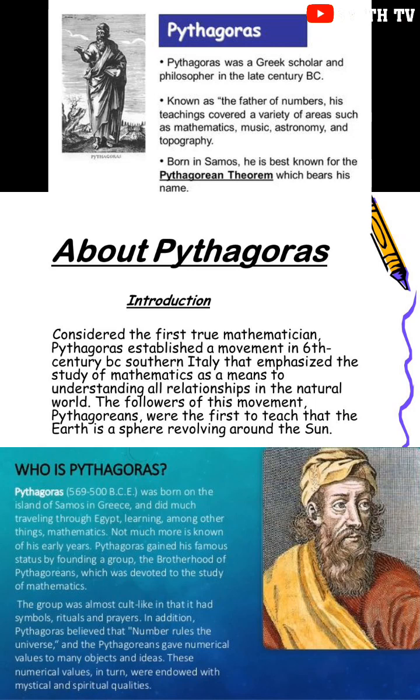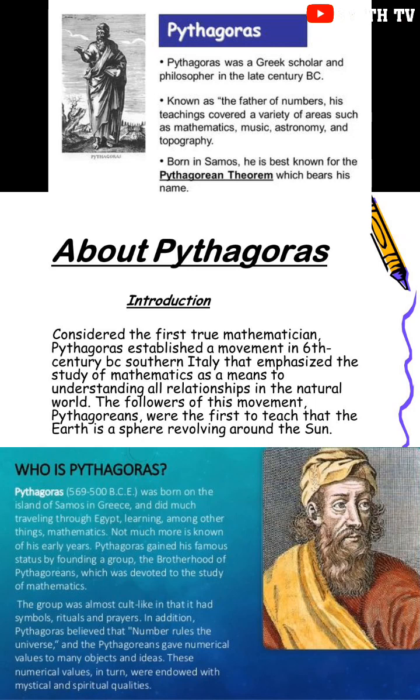mathematics. His political and religious teachings were well known in Magna Graecia and influenced the philosophies of Plato, Aristotle, and through them Western philosophy. Pythagoras established a movement in 6th century BC southern Italy that emphasized the study of mathematics as a means to understanding all relationships in the natural world.